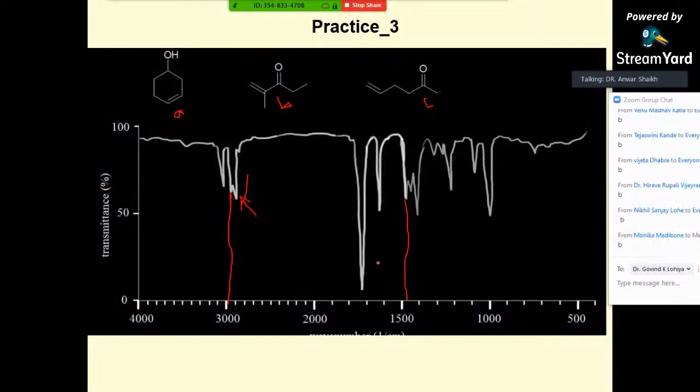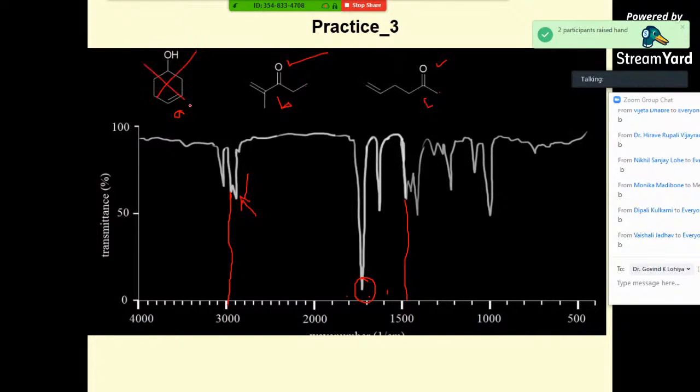Here, say for example, it is 1500, 1600, 1700, 1800. Near 1720 or 1715, I'm getting a very sharp peak. I told you this very sharp peak in this region is due to C double bond O. So we are ruling out this molecule. So our answer is from these two.